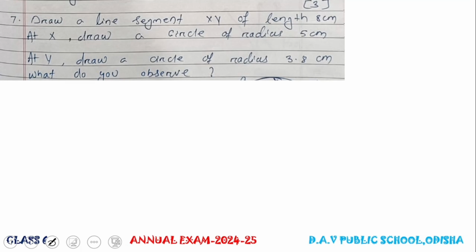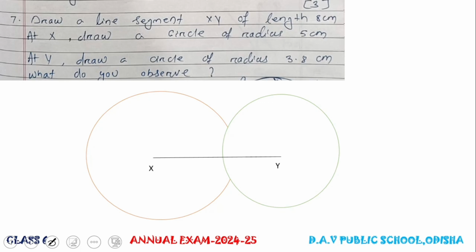draw a line segment XY of 8 centimeter. First draw it and name it X and Y. So at X, draw a circle of radius 5 centimeter. Then at Y, draw a circle of radius 3.8 centimeter. So we observe that two circles intersect at points A and B. Write down, we observe two circles intersect at point A and B.